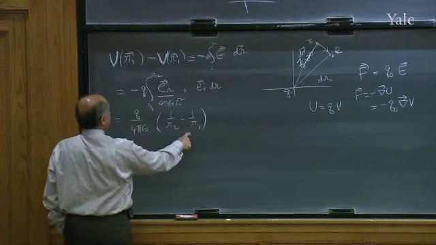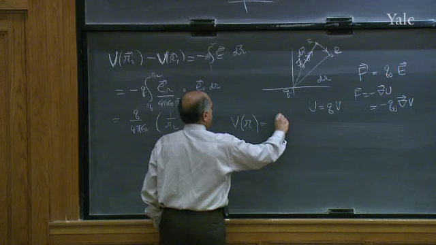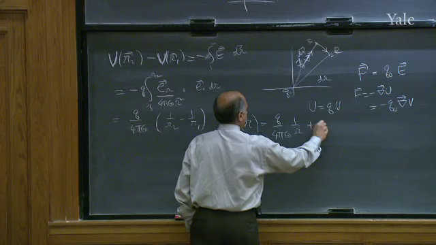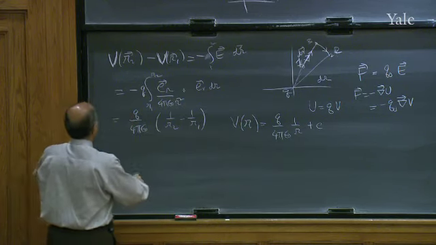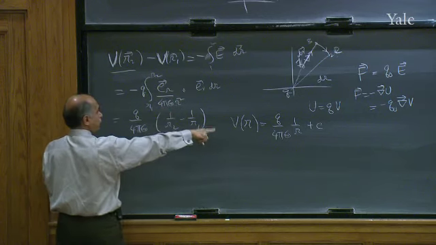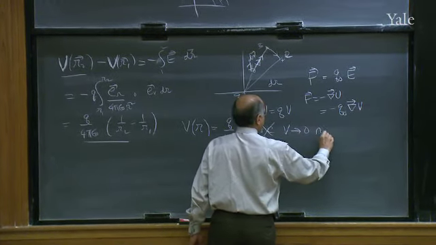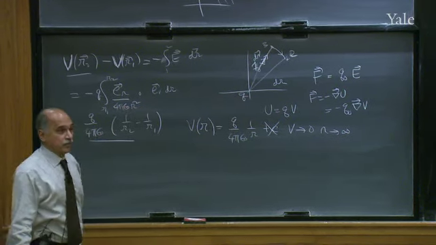So by comparing this expression to this expression, we can conclude that V at any point r is Q over 4 pi epsilon 0, 1 over r, plus any constant. Any constant, because you cannot immediately say this is equal to that, since even if you add a constant to both, it will still be true. And we can pick the constant any way we like. It is common to pick the constant so that V goes to 0 as r goes to infinity. That's what we will do. That's the convention.